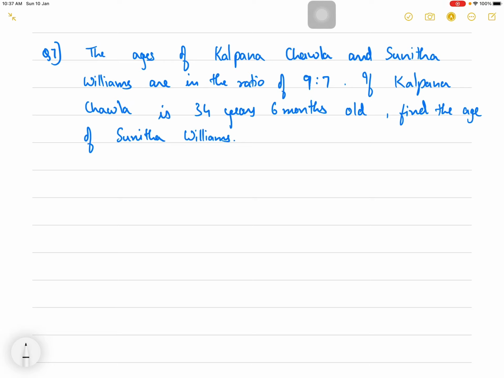The ages of Kalpana Chawla and Sunita Williams are in the ratio of 9:7. If Kalpana Chawla is 34 years 6 months old, okay, find the age of Sunita Williams. Fine. So let the age of Sunita Williams be x. Because you are asked to find the age of Sunita Williams, let the age of Sunita Williams be x.